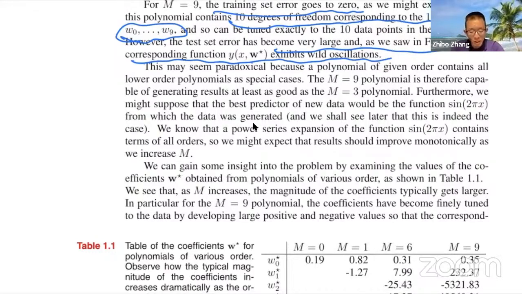Let's read this paragraph again. This may seem paradoxical because a polynomial of given order contains all lower order polynomials as special cases.